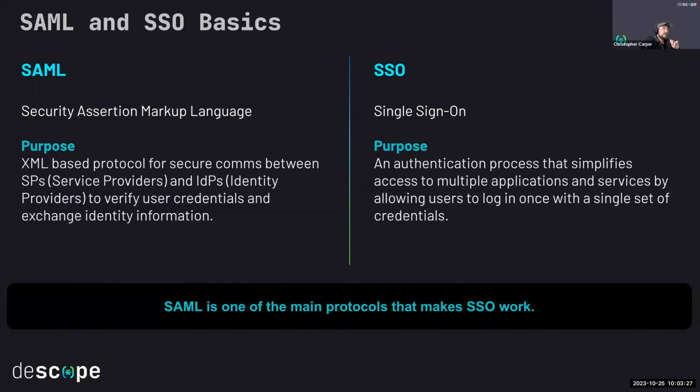So let's look at the difference between SAML and SSO. SAML is the Security Assertion Markup Language, whereas SSO is single sign-on. SAML is more of the protocol when you're interfacing between service providers and identity providers, whereas single sign-on is basically the authentication process that simplifies user access across multiple applications.